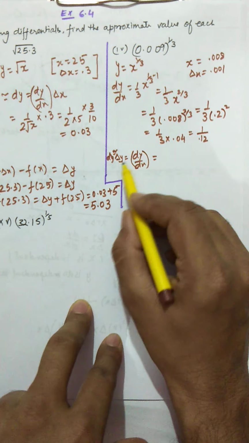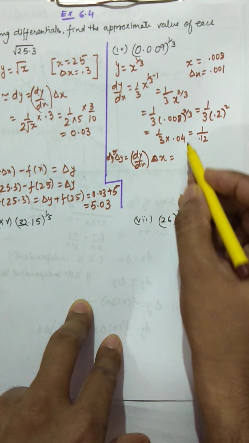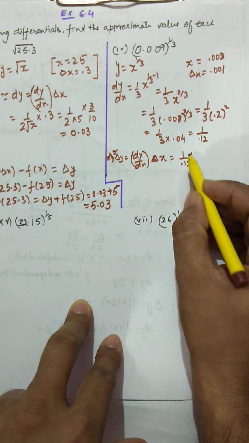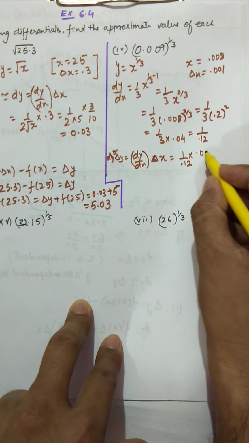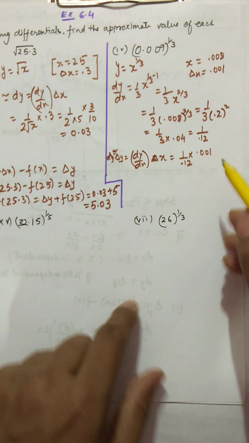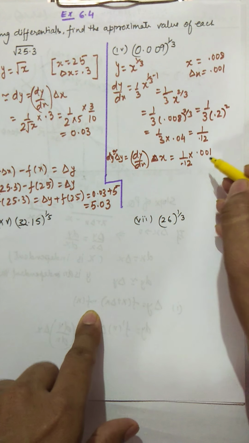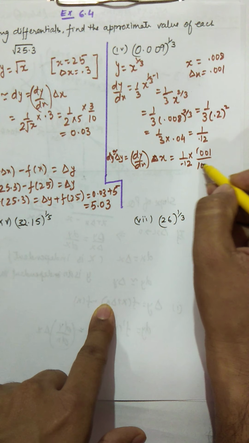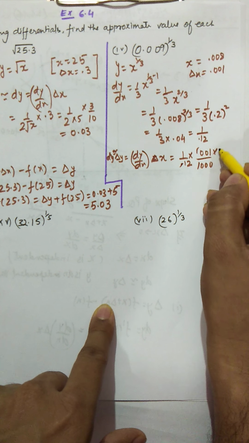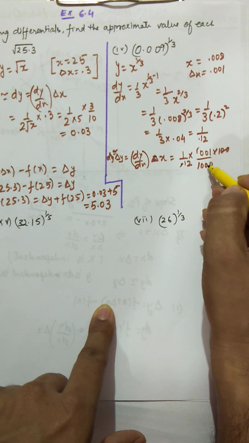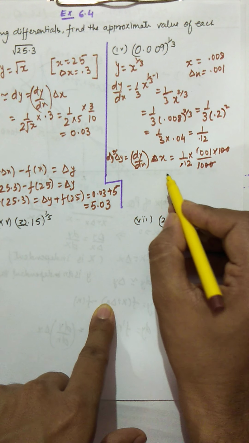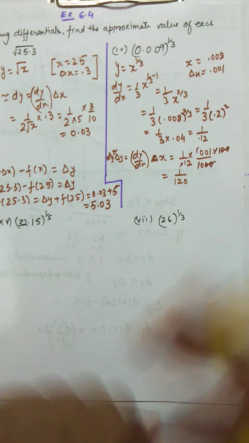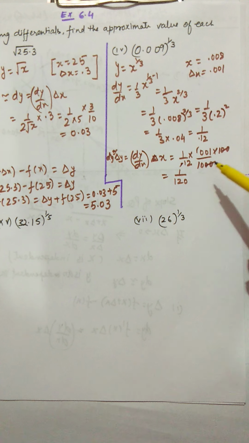And now substitute this in this formula. dy by dx has come as 1 upon 0.12, and delta x is 0.001. So if you remove the decimal, you know what it is going to be. If you remove this, then 1 2 3. If you remove this here, 1 2, so 2 0 2 0 cancel. So now this is 1 upon 120.